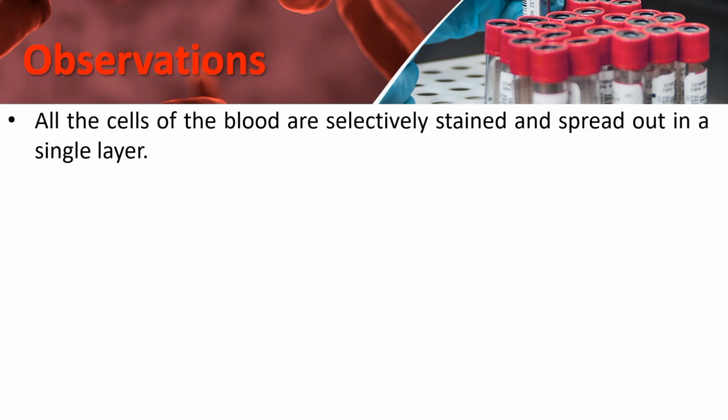What are the observations? All the cells of the blood are selectively stained and spread out in a single layer. They are clearly seen under oil immersion. In the blood tissue and in tissue cultures, the white blood cells show active amoeboid movements. Three types of cells are seen.